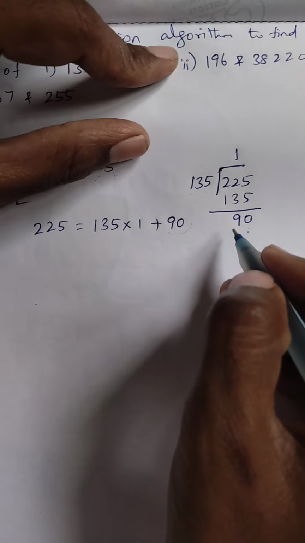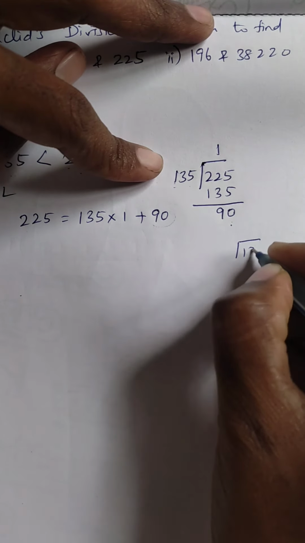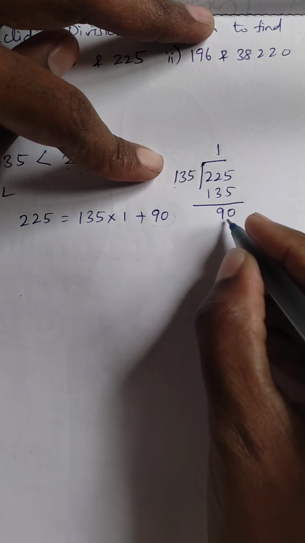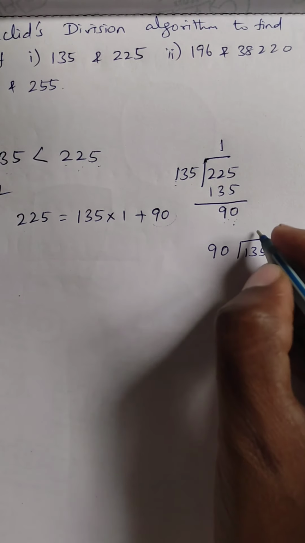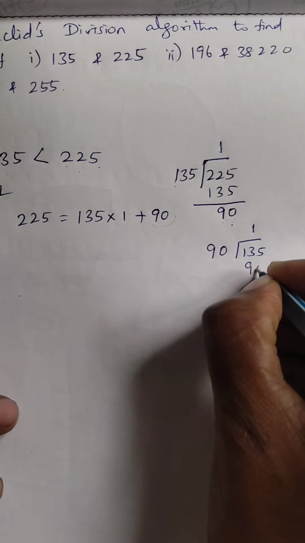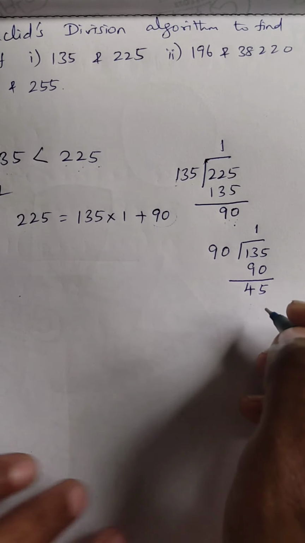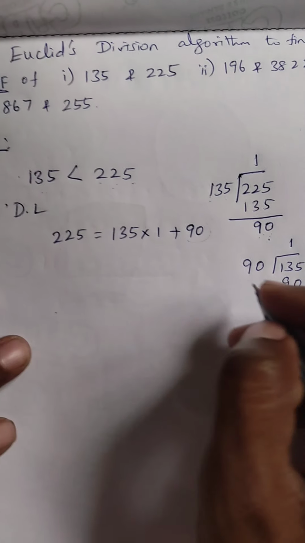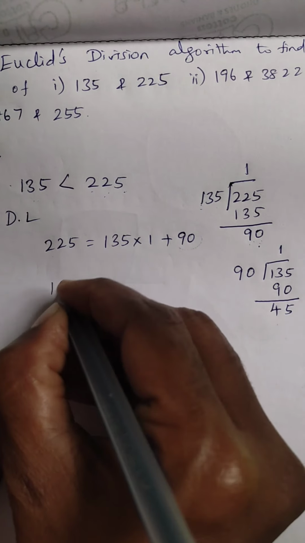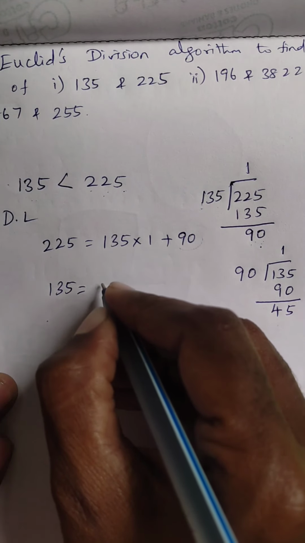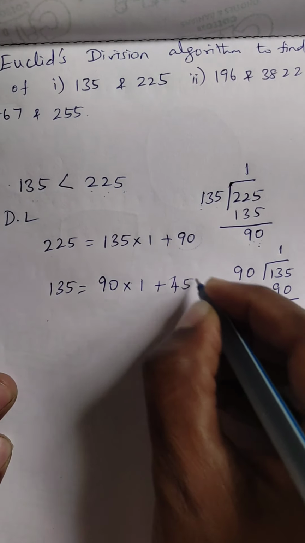So now 135 is taken as the dividend and the remainder 90 is taken as the divisor. On proceeding, 1 into 90 is 90. The remainder of this is 45. So again it is not equal to 0. Now by using Euclid's lemma, we can write 135 equal to 90 into 1 plus the remainder 45.